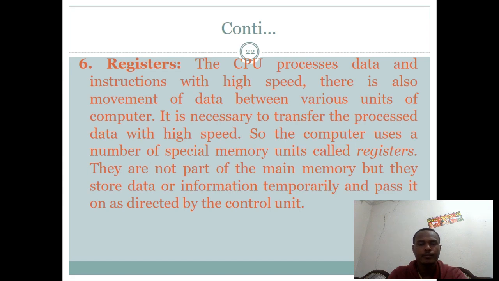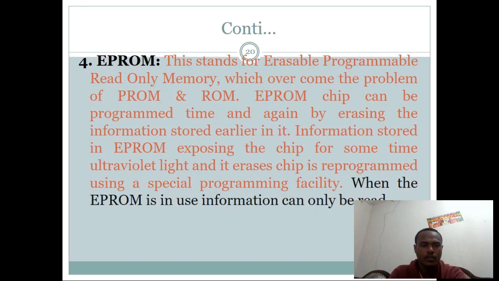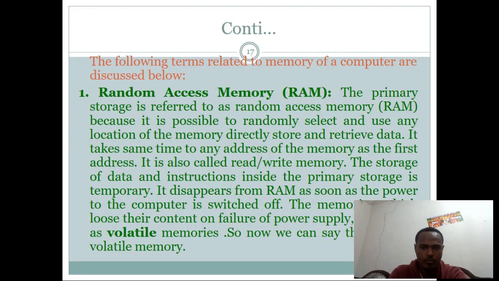Registers. The CPU processes data and instructions at high speed. There is also movement of data between various units of the computer. It is necessary to transfer the processed data with high speed. So the computer uses a number of special memory units called registers. They are not part of the main memory, but they store data or information temporarily and pass it on directly to the control unit. What we have seen here is about types of primary memory.